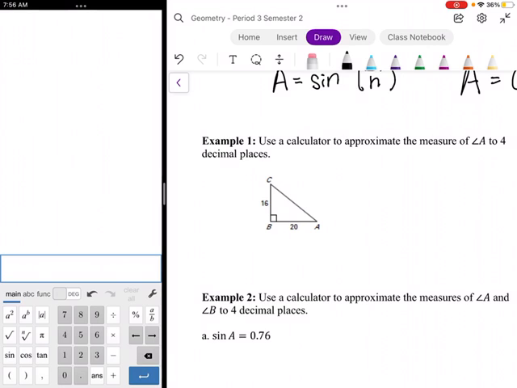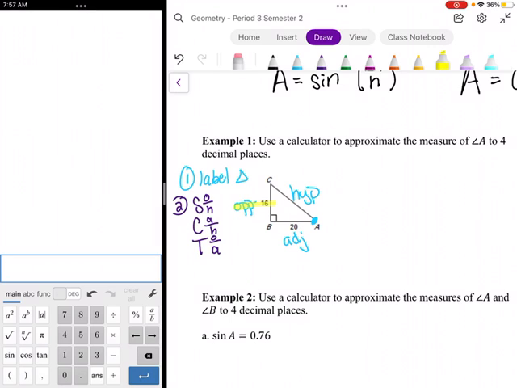Example 1, we're going to use a calculator to approximate the measure of angle A to 4 decimal points. We're going to start this the same way we started our last problems. We are going to label the triangle with our opposite, hypotenuse, and adjacent. And then step 2, you're going to choose one from your SOHCAHTOA that you're going to use. The way we choose is we look at which side lengths they give us. And this one, they give us our opposite and our adjacent. So we're going to be using tangent.